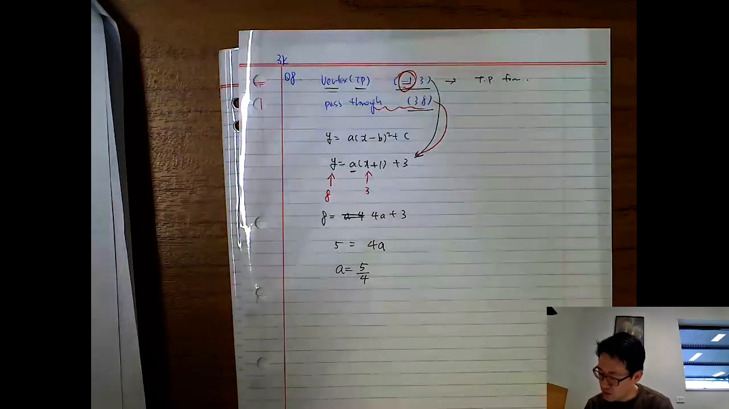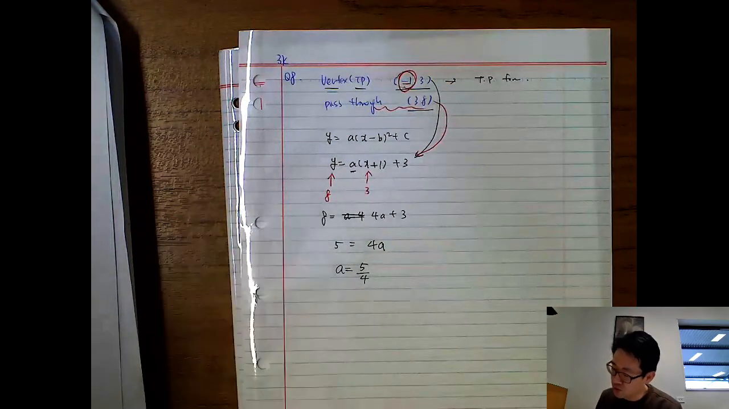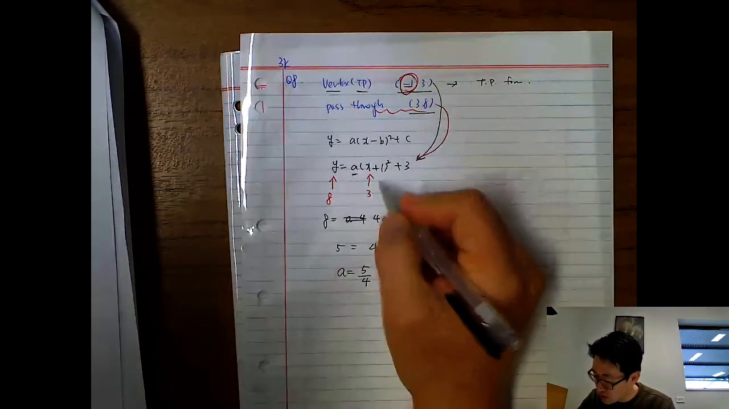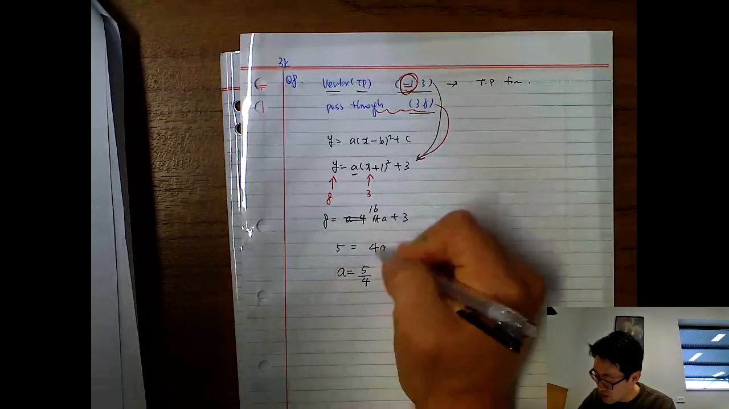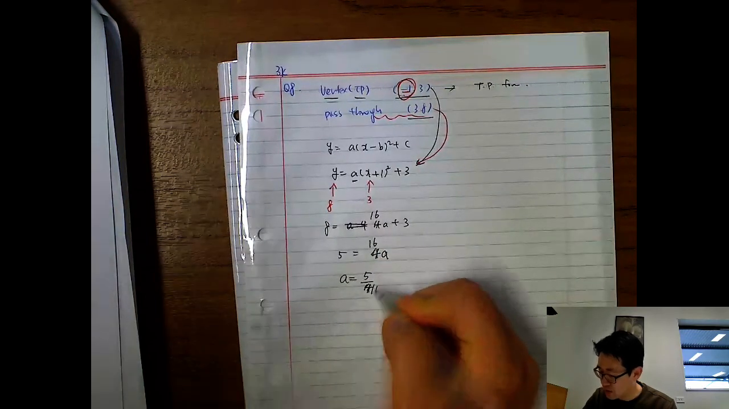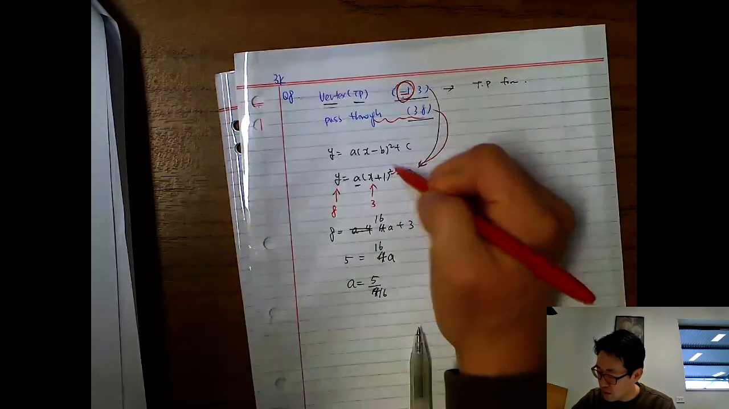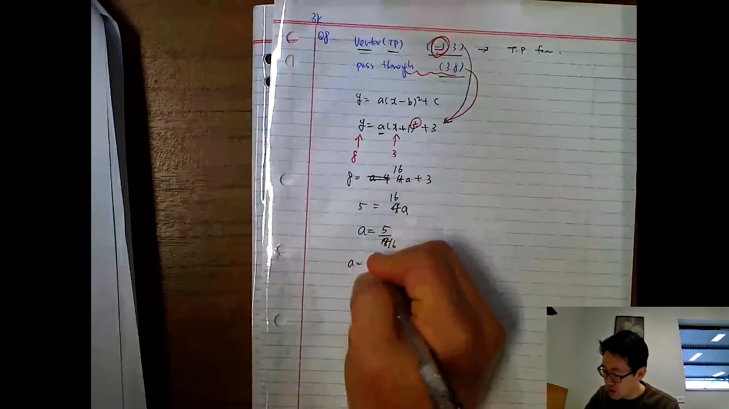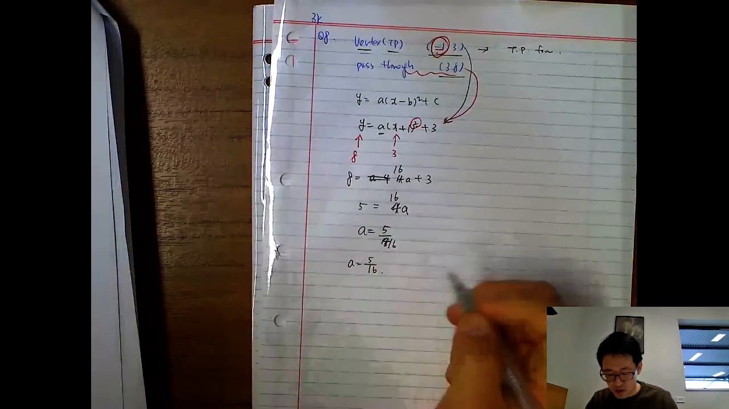Am I right? No, something wrong. What did I do wrong? Oh, gee, that's squared. That's squared. So that makes 16, and that's 16, and that's 16. Please don't make mistakes here with the squared number. So a is 5/16. Am I correct? Good.